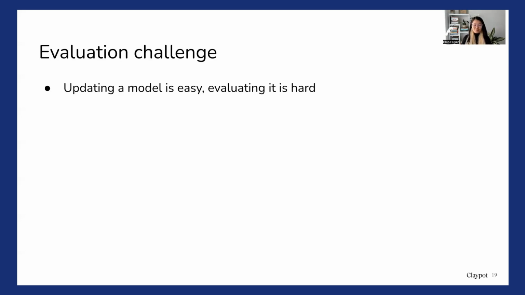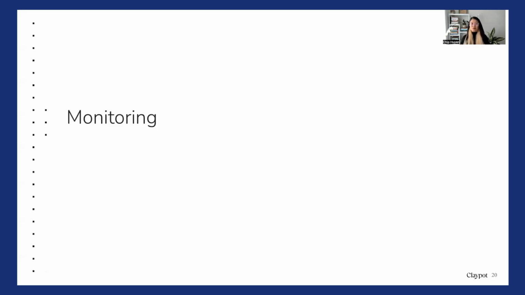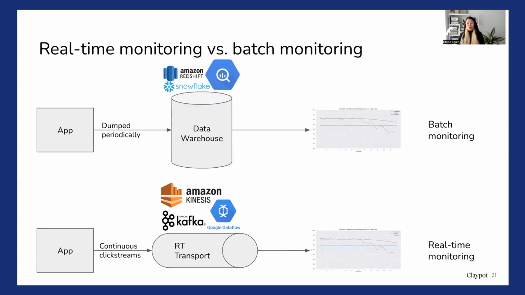The more often we update a model, the more chances that model has to fail. So if we want to update the model fast, we need to evaluate that model update fast. Which brings us to the next topic, monitoring. There's a world of difference between real-time monitoring and batch monitoring, and I see that a lot of monitoring solutions tend to conflate the two, especially the batch monitoring solutions.